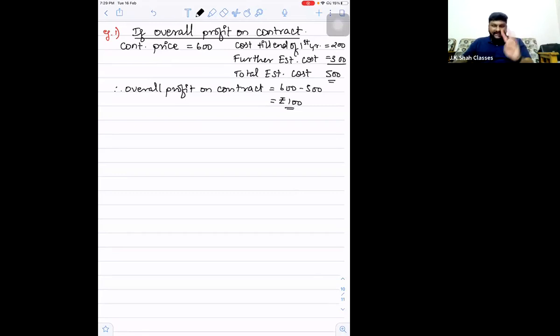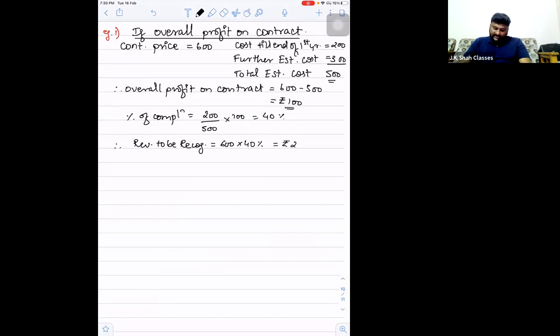So we'll quickly take 3 years, right? This is the first year going on. So first I will always calculate percentage of completion. Here the cost incurred till date is 200 divided by total estimated cost of 500. So my percentage of completion comes to 40%. Therefore, revenue to be recognized: 600 is my total revenue multiplied by 40%. So 240 is the revenue that I will record.